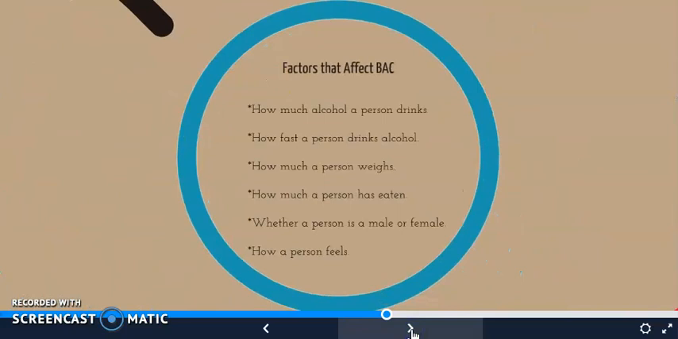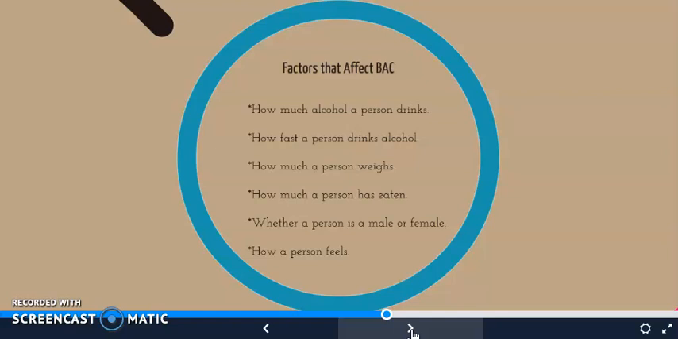Factors of BAC. We mentioned that BAC stands for blood alcohol concentration, and it is the amount of alcohol present in a person's blood. And these are the factors. How much alcohol a person drinks. The more alcohol a person consumes, the higher his or her BAC is. How fast a person drinks alcohol. Drinking alcohol quickly raises the BAC and may be toxic.